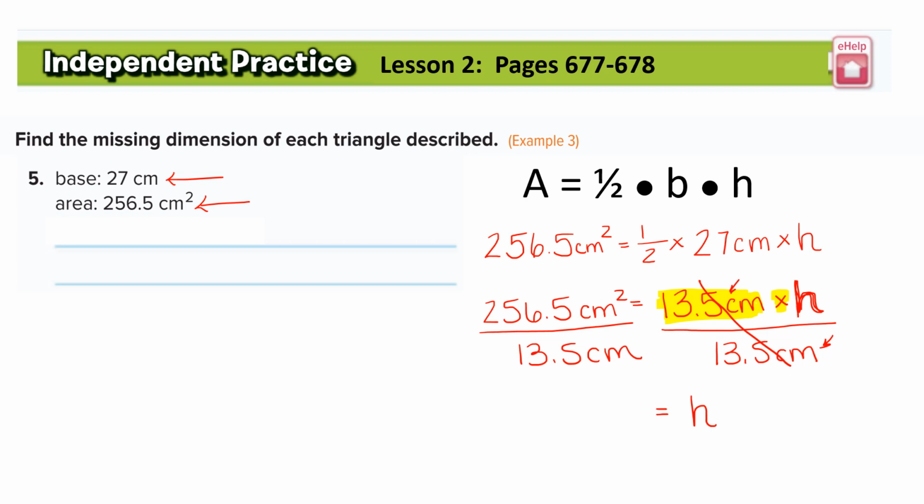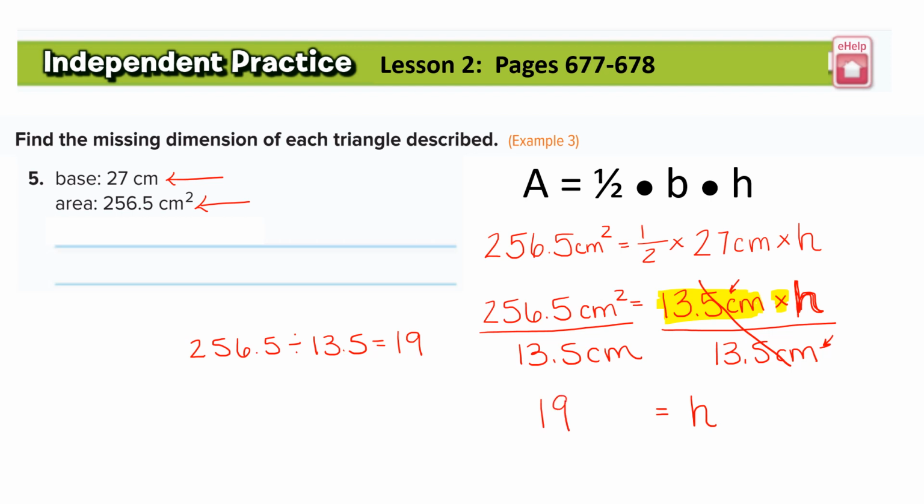Now, on the left side, I have 256.5 divided by 13.5. At this point, I would recommend putting this into a calculator. You absolutely can do it by hand, but it's okay to put it in a calculator as well. So take a moment, put that in a calculator. When you do this, you should have gotten the answer 19. So we have 19 as our number answer.